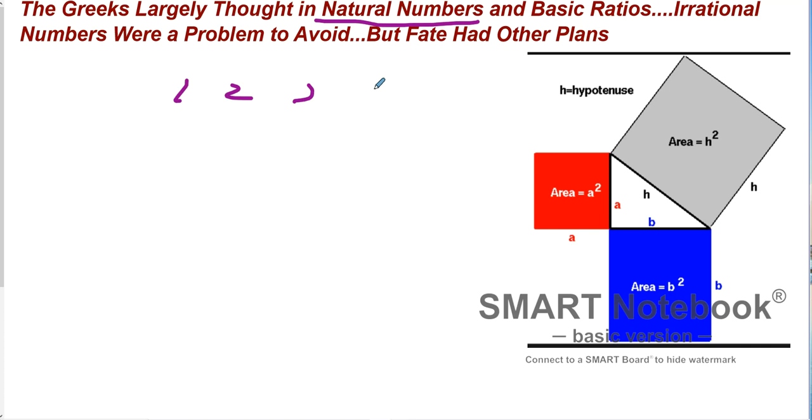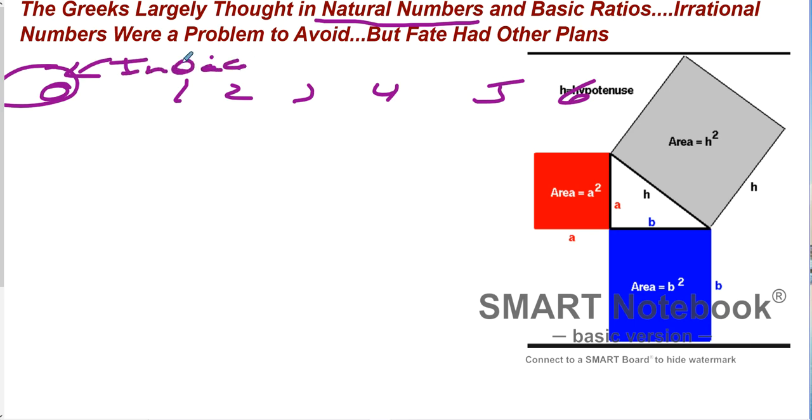Okay, so the Greeks, though, largely thought in natural numbers, and this is important. 1, 2, 3, 4, 5, 6, something like that. 0 was still being worked on. That'll be invented in India a little bit later. But you have 1, 2, 3, 4, 5, 6, and they used funny ways to write the numbers. So math, the way we think of it, is way different than the way they thought about it.